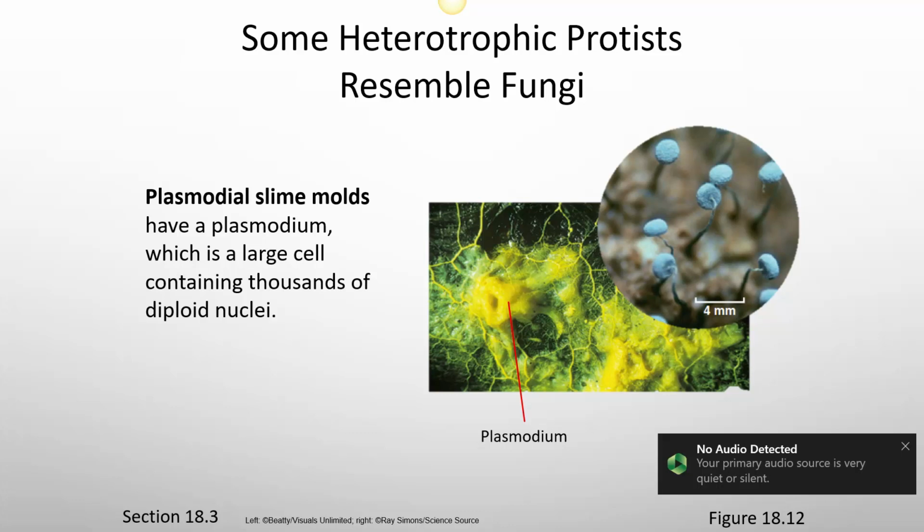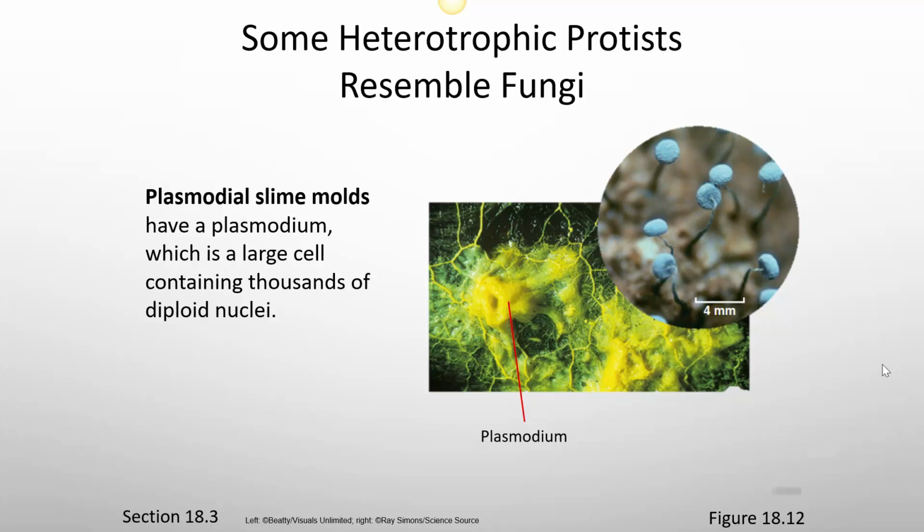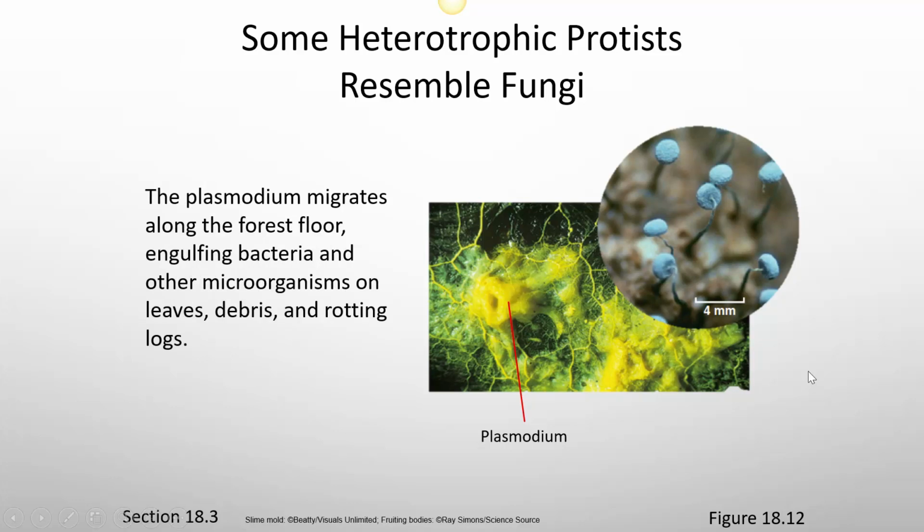Cell containing thousands of diploid nuclei. The plasmodium migrates along the forest floor, engulfing bacteria and other microorganisms on leaves, debris, and rotting logs. Here's a yellow one, but these can come in all sorts of different colors, like hot pink and orange, bright colors that are obvious to people but wouldn't necessarily be obvious to animals.